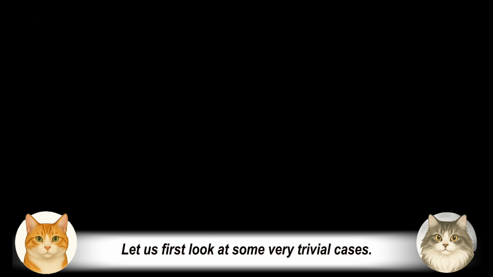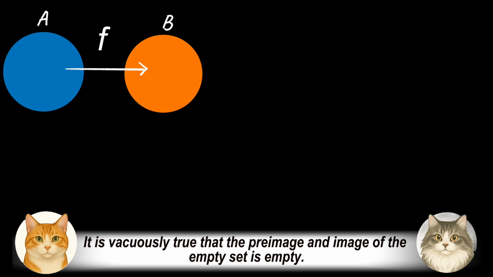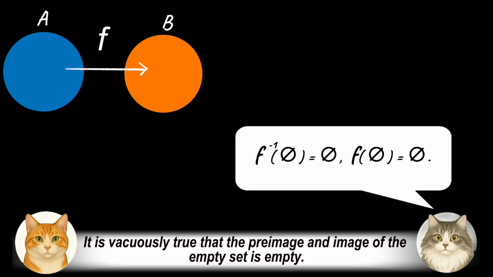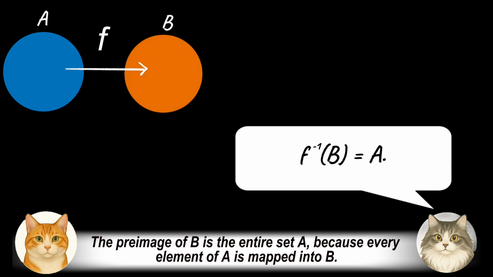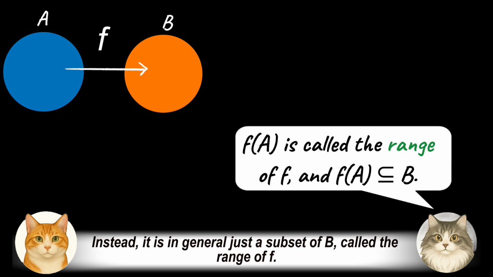Let us first look at some very trivial cases. Let f be a function from A to B. It is vacuously true that the preimage and image of the empty set is empty. Now consider the whole set B. The preimage of B is the entire set A, because every element of A is mapped into B. On the other hand, the image of A is not always the whole set B. Instead, it is in general just a subset of B, called the range of f.